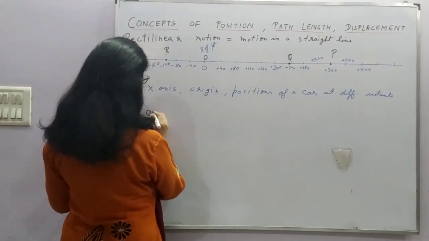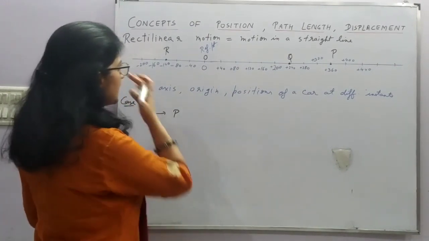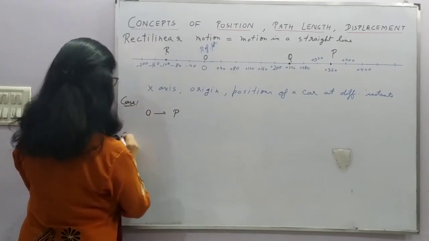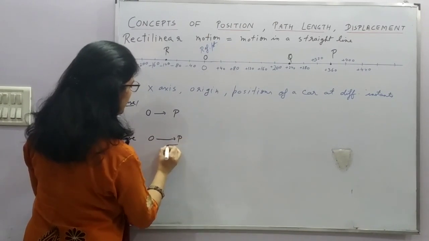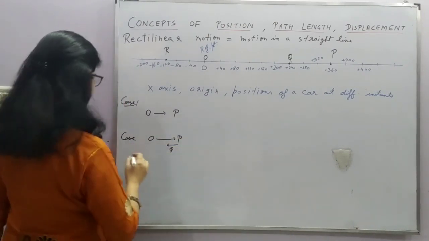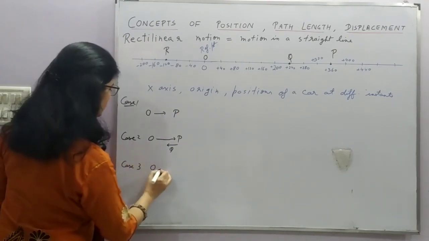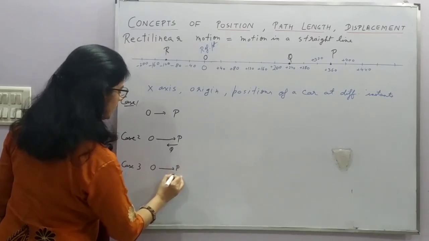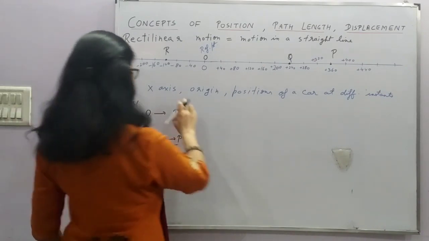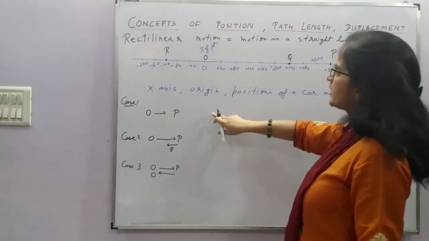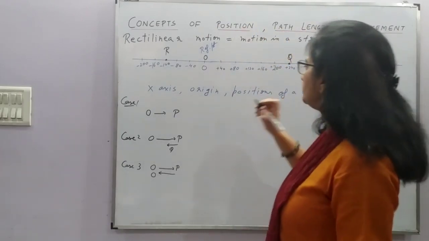Suppose we are considering the case from O to P. And then the second case, O to P, and then P to Q. Third case, we will consider O to P, and then P to O, right? So in all these cases, we will understand the concept of position, path length, and displacement.